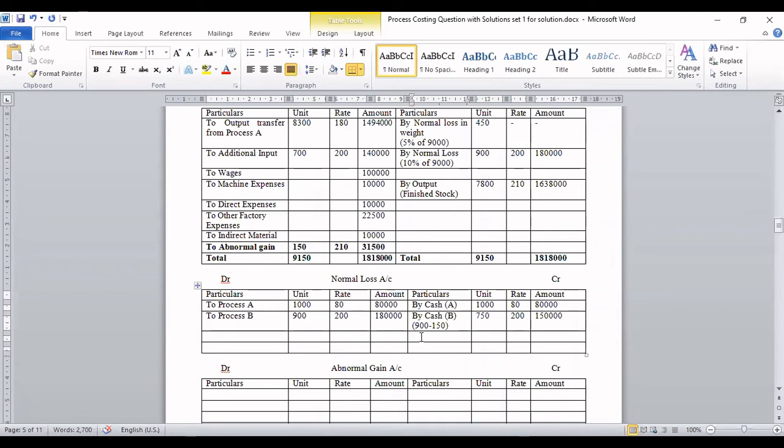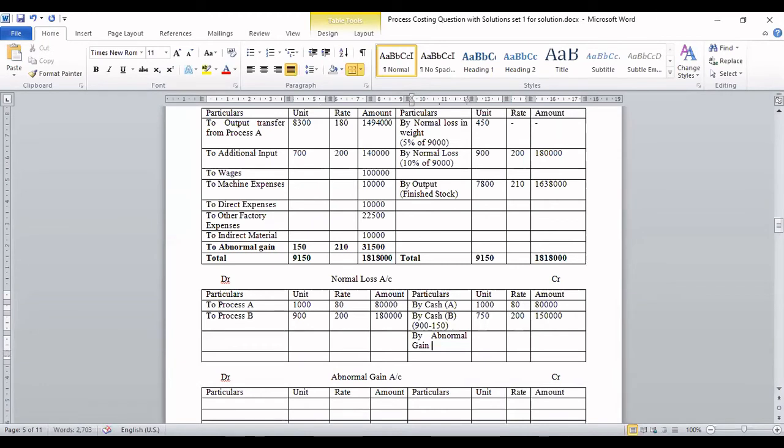Yes, sir. So what will we do with this additional 150 units? We'll transfer them to the good quality one. We'll transfer to abnormal gain now. Tell me, how many units will transfer from this normal loss account to abnormal gain, which is the good quality one? What was the quantity? 150. Exactly. Very good, bacha. Excellent. So 150. And at what rate? No, beta. 210 is your cost per unit, beta.